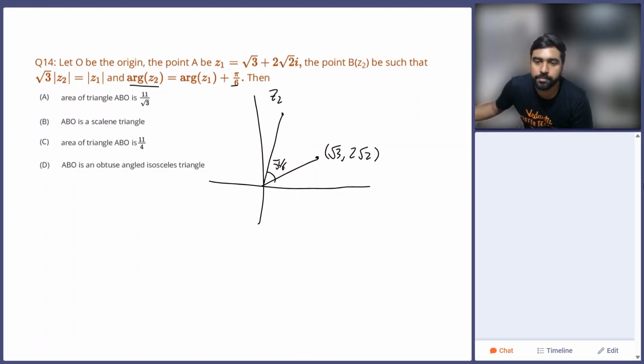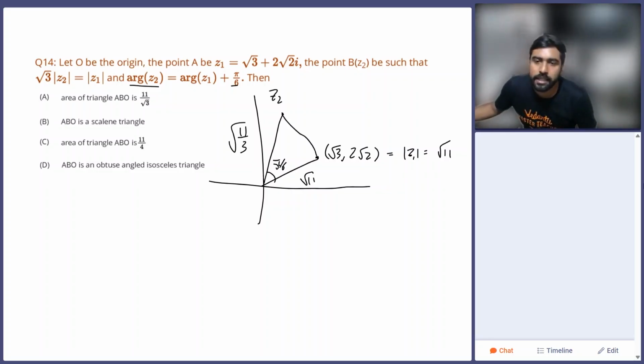I am getting Z2. And the modulus of Z2 is modulus Z1 upon root 3. What is the modulus of Z1? Modulus of Z1 is the root of root 3 squared, 3 plus 8, that's root 11. And root 11 means over here I can say the modulus of Z2 is root 11 by 3. This is root 11, this is root 11 by 3. So no equal over here.